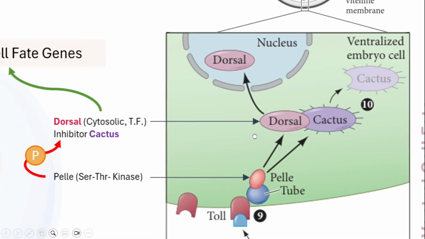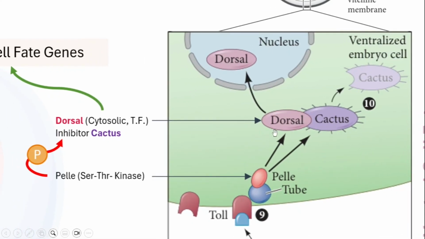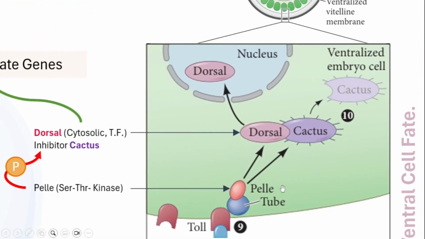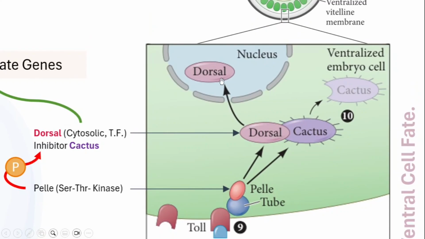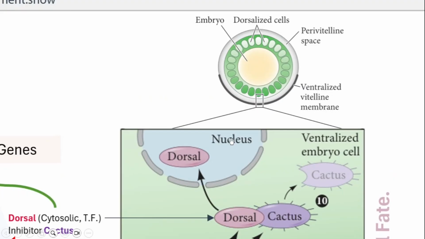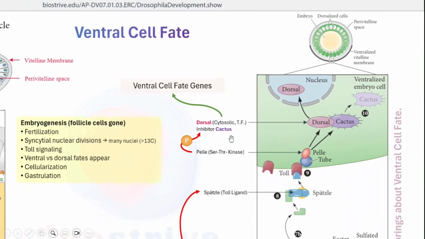So the basic nature of dorsal protein is that it is a cytosolic transcription factor. It is inhibited by cactus, and cactus is inhibited by phosphorylation, and this phosphorylation will be carried out by this Pelle protein, and this Pelle protein itself is initiated by this toll-spatzle signaling. And when the dorsal protein in its activated form goes to the nucleus, it will act as a transcription factor for the genes which will be initiating the ventral sulfate. That is how this pipe protein will initiate the ventral sulfate.